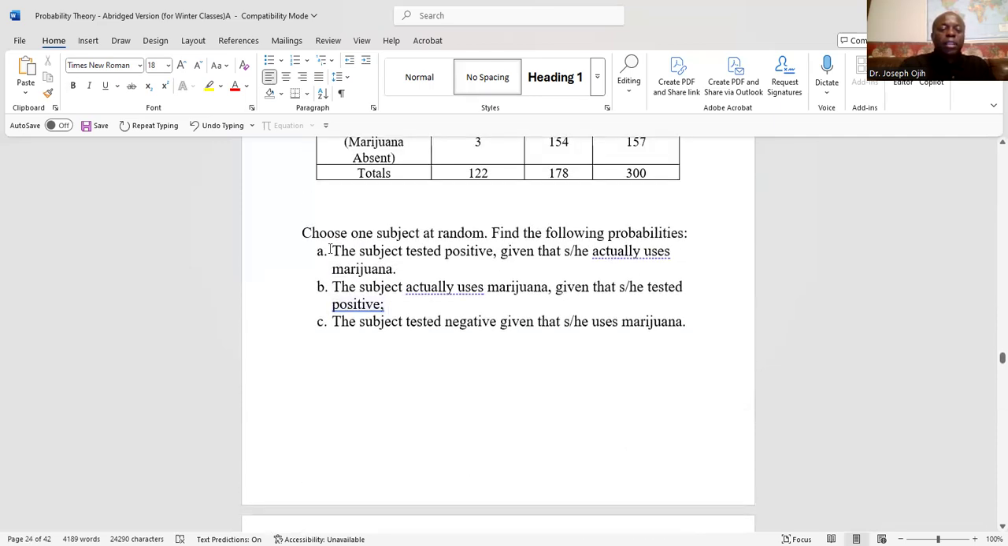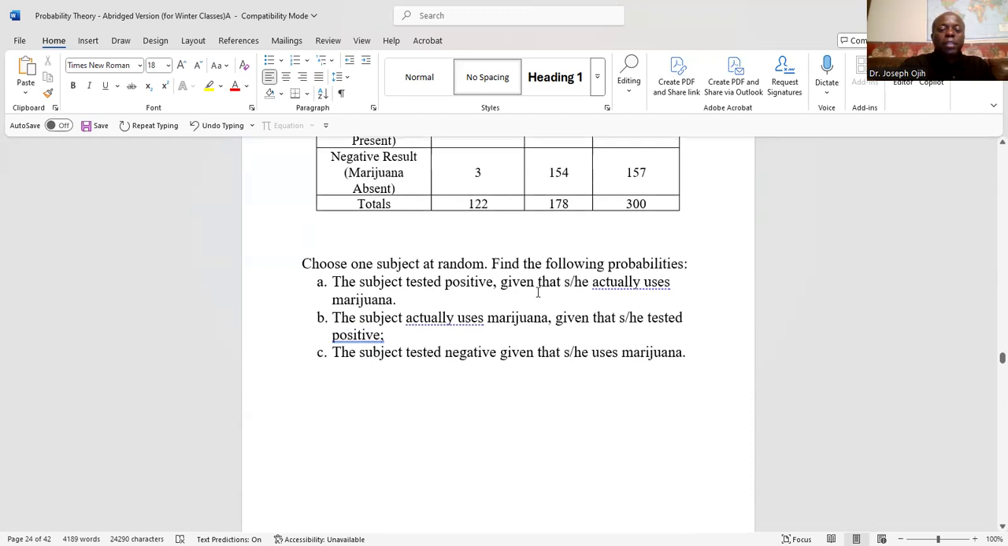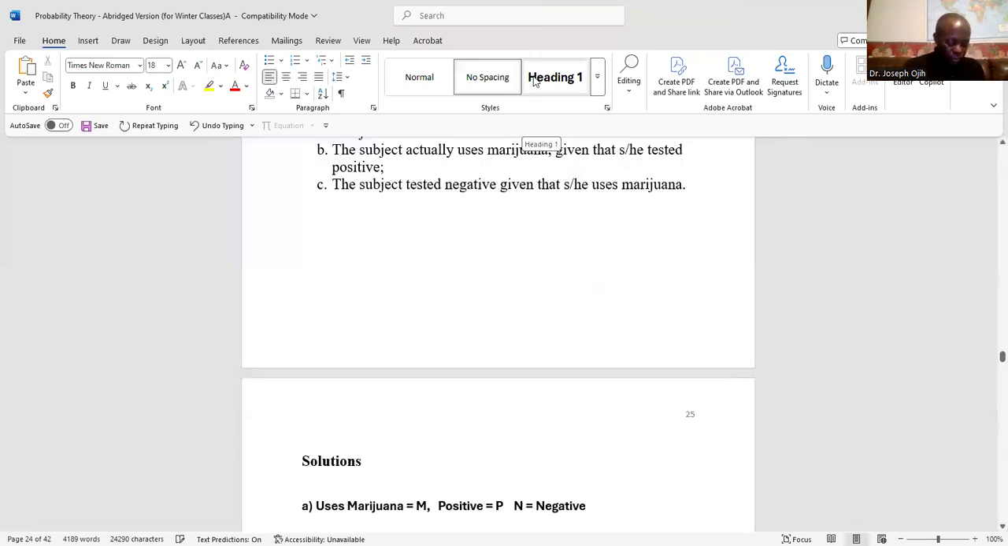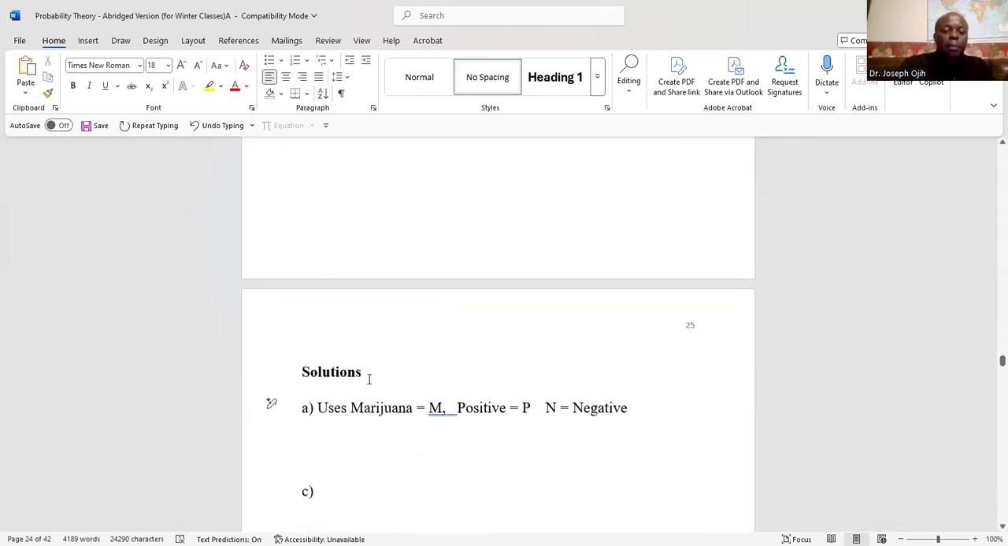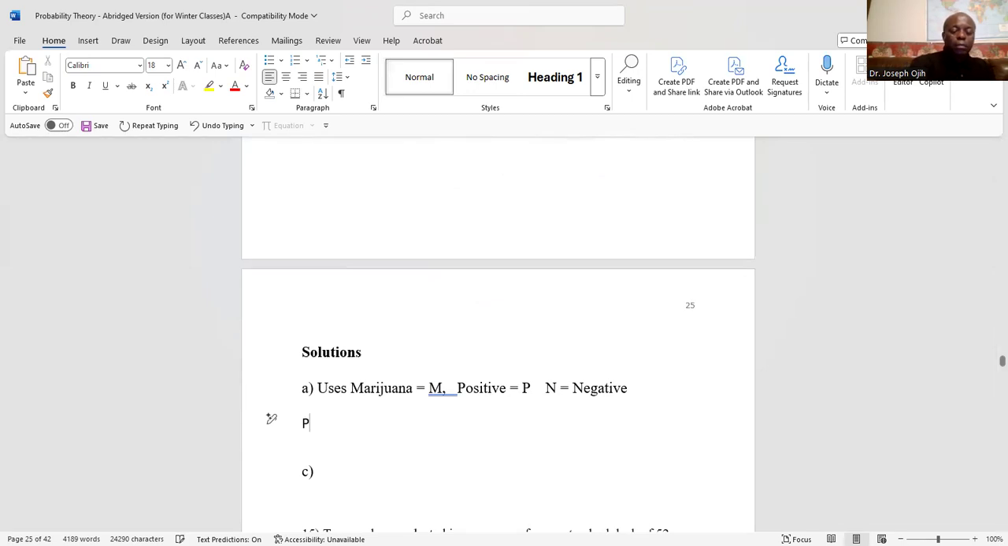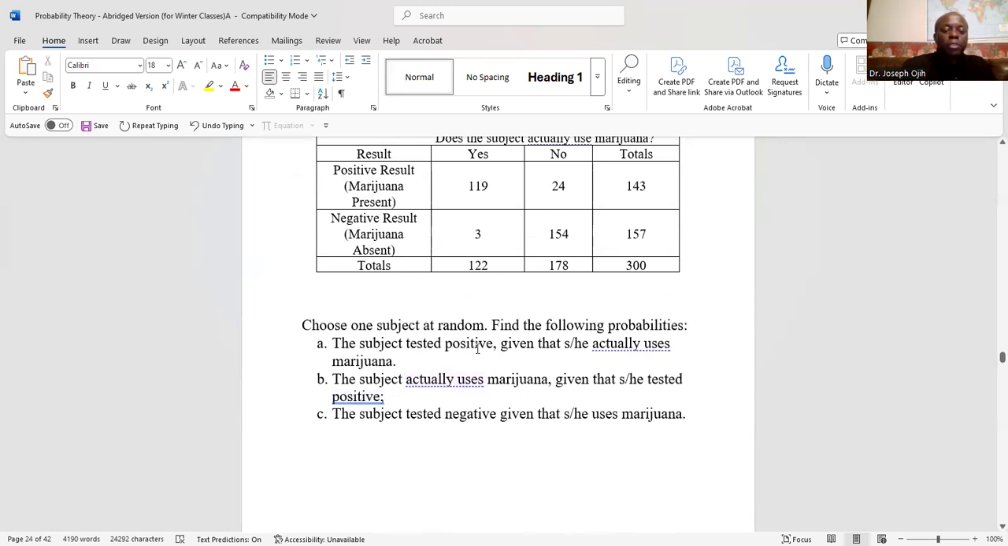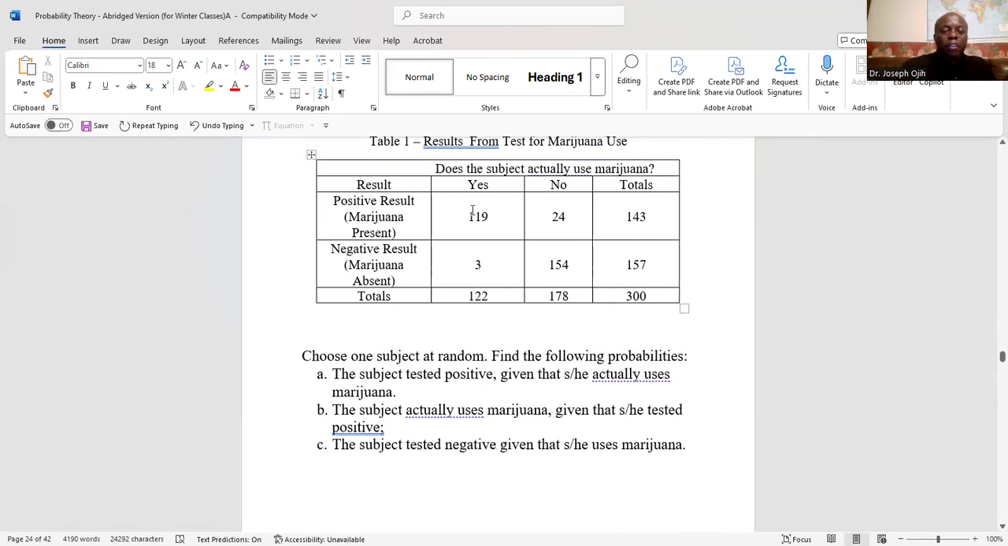First one says, the subject tested positive, given that he or she actually uses marijuana. So it's conditional. First thing is to get the totals of each column and row, which they have given us already. We have the totals. Now we can answer. The probability we're looking for is that the subject tested positive, given that he or she actually uses marijuana. This is where we have, yes, the subject uses marijuana right here.